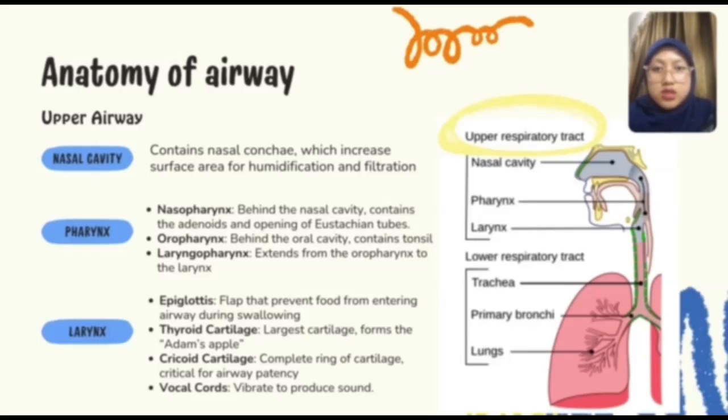Next is larynx, which is a voice box. The larynx sits at the top of the trachea and is responsible for voice production. It also acts as a gateway, making sure air flows into the trachea. The larynx contains the vocal cord.